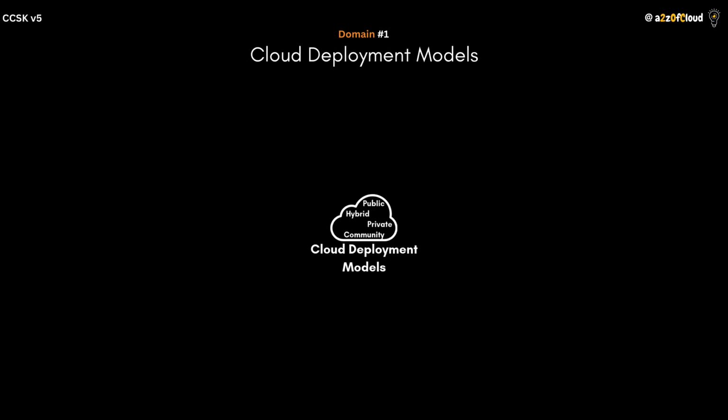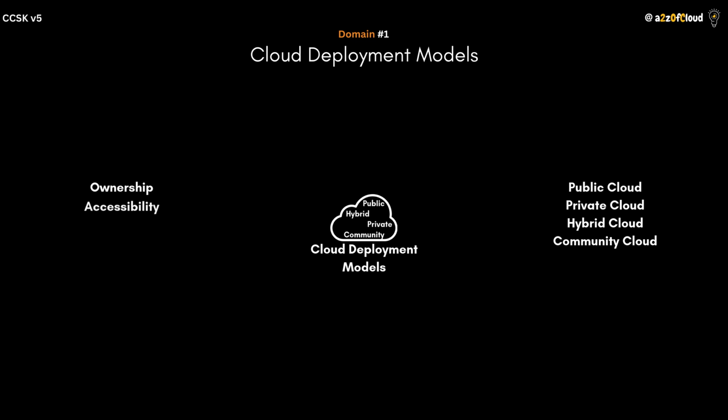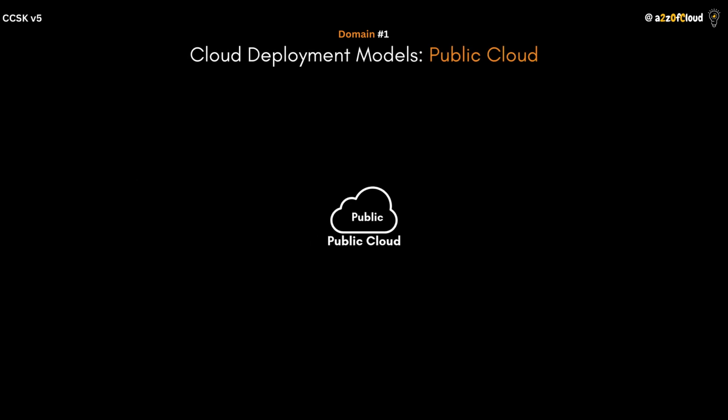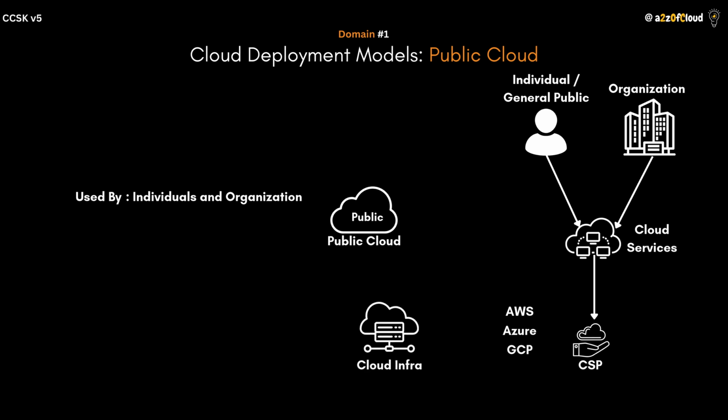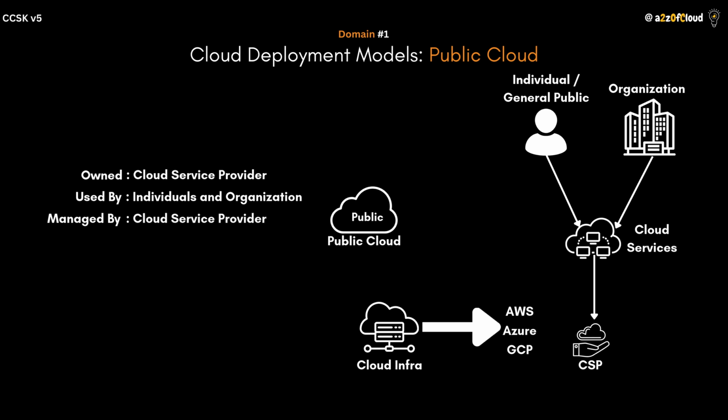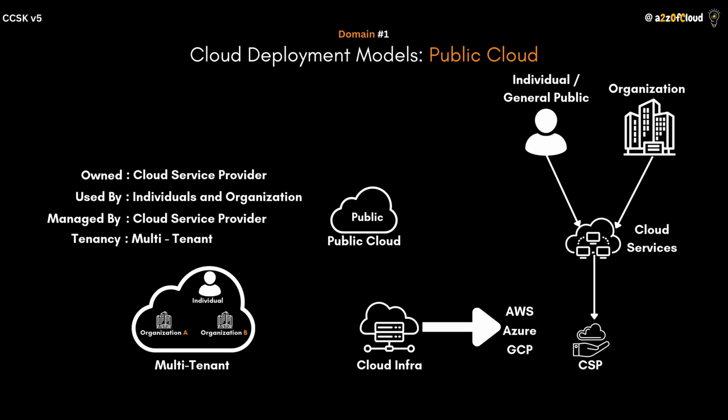Cloud deployment models. In this segment, we will be covering the different cloud deployment models. Each deployment model is defined based on ownership: who owns the cloud infrastructure? Accessibility: who has access to the cloud infrastructure? Responsibility: who is responsible for managing the cloud infrastructure? Public cloud. This deployment model refers to cloud services that are made available to the general public and organizations by third-party cloud service providers such as Amazon, Microsoft, or Google. The cloud infrastructure is owned, managed, and maintained by the third-party provider. Public cloud is multi-tenant and has an exposure to security risk due to infrastructure being shared between different tenants.